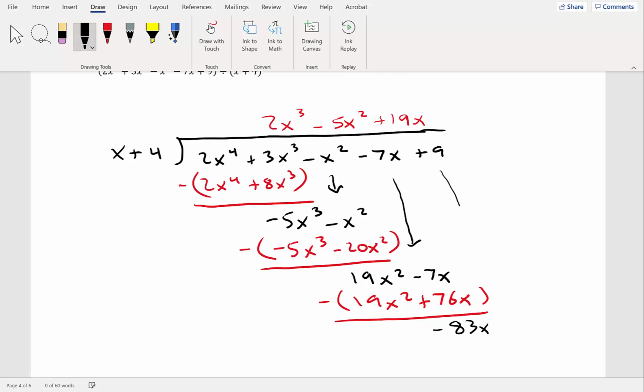Okay. Now we still have one more term to bring down. Let's go ahead and bring that down. Now repeat the process again. Okay, what do we have to multiply x by to get negative 83x? Well, we have to multiply it by negative 83.